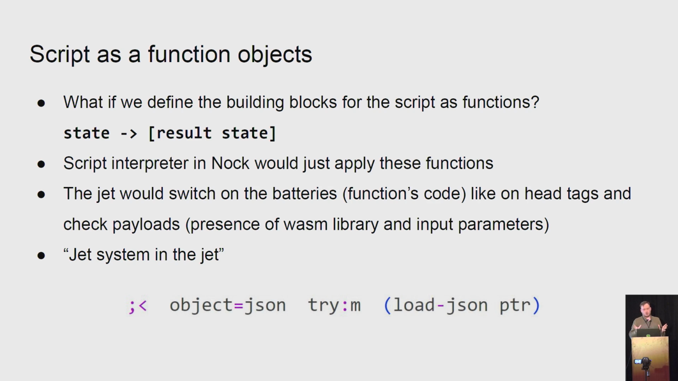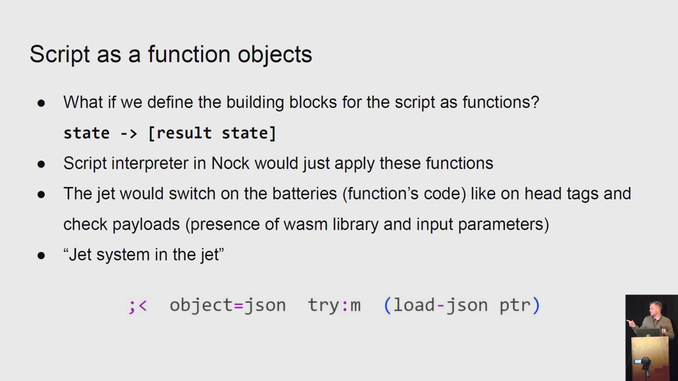And the way it would work in a script interpreter in Nock was fairly straightforward. You just instantiate the state as a noun and pass it to this function, and you get the new state and the result, and just return the result. But how would that work in the jet?